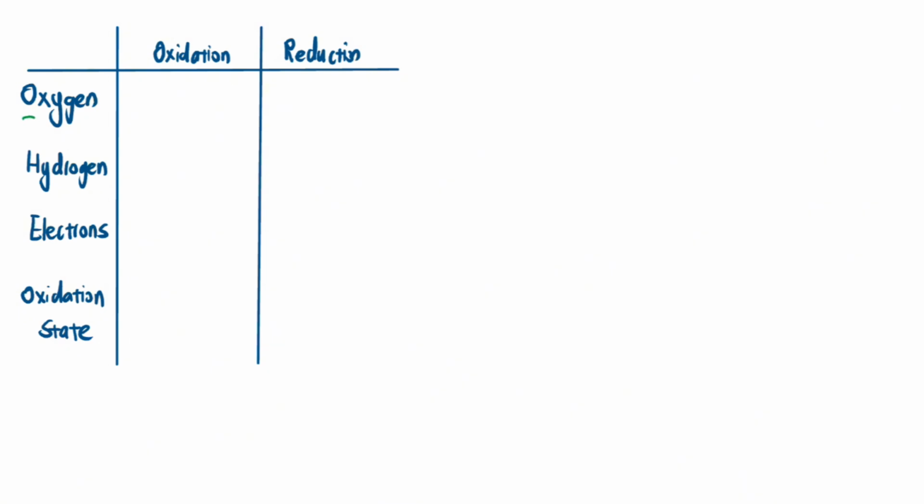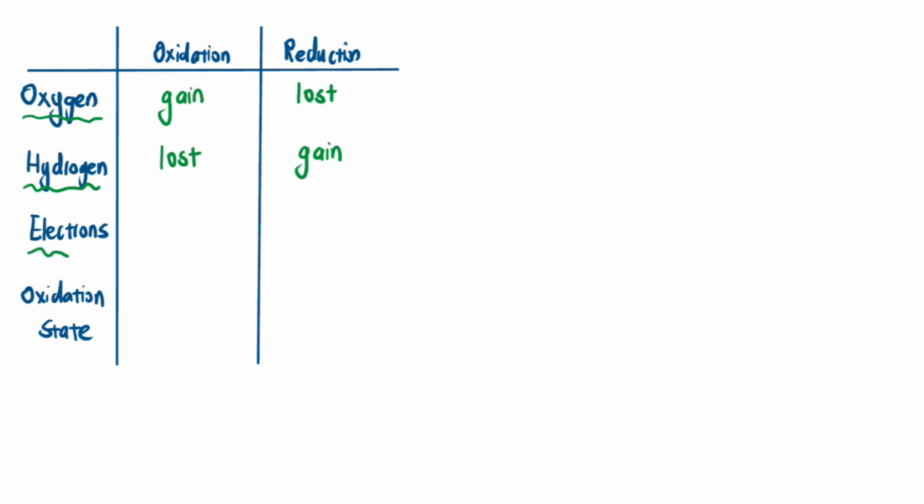So first, using the oxygen method. If a substance has gained oxygen, then we say that the substance has been oxidized. And if the substance loses oxygen, then the substance has been reduced. Then next, for the hydrogen method, when the substance has lost hydrogen, then the substance is oxidized. Likewise, if the substance gains hydrogen, then that substance is reduced.